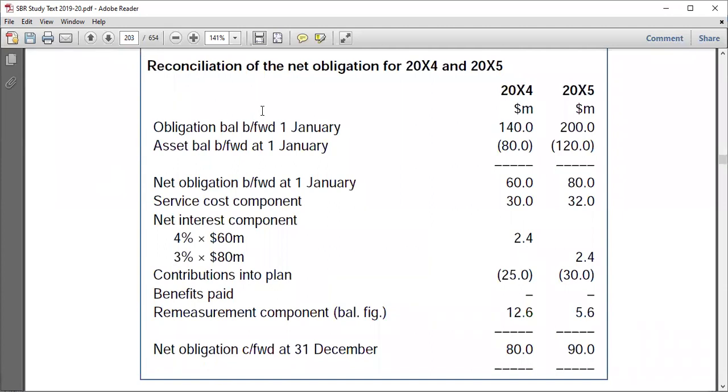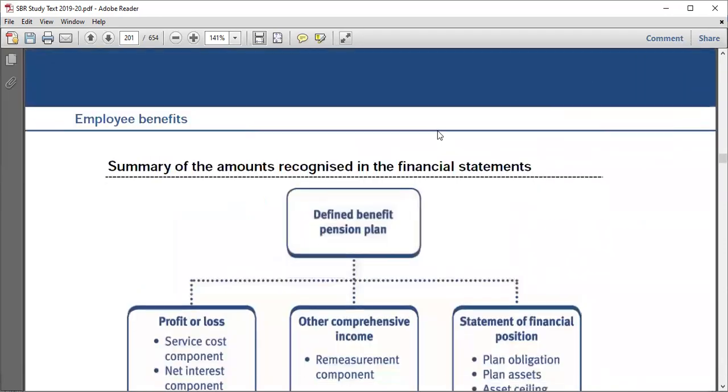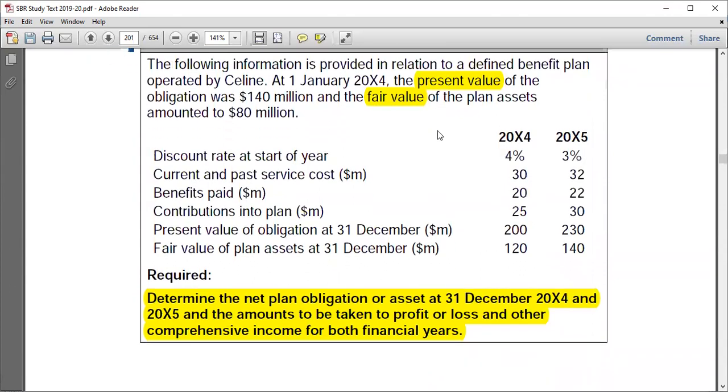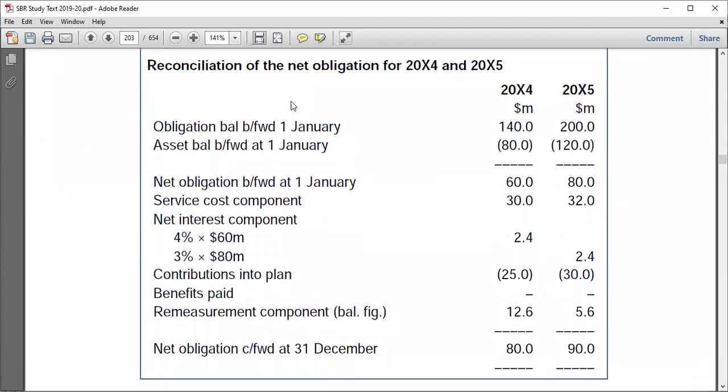You start with the obligation and asset at the beginning of the year, right? We had the figures here. At January 2024, we know that obligation was 140 and assets was 80. So 140 minus 80 will have 60. And 60 is the net obligation, right? So if we start with 20x4 here, it would be 140 minus 80, which is the net plan liability. For a liability, we use positive figures.